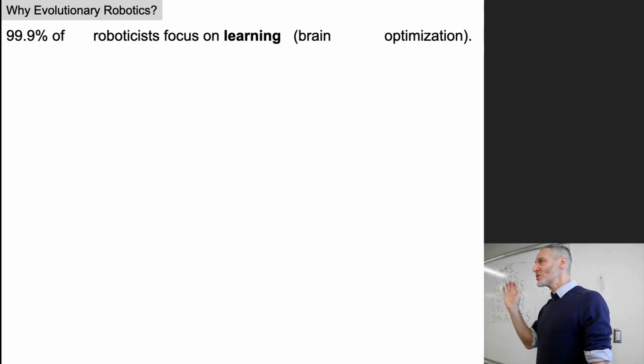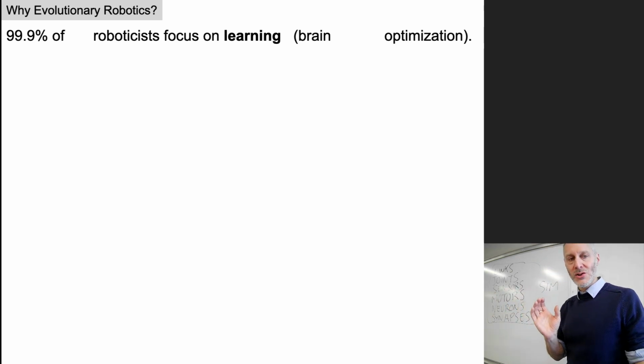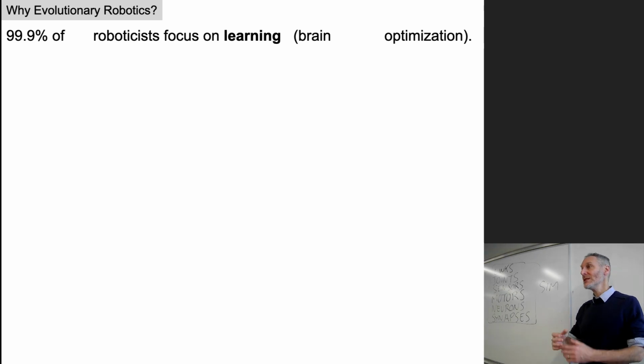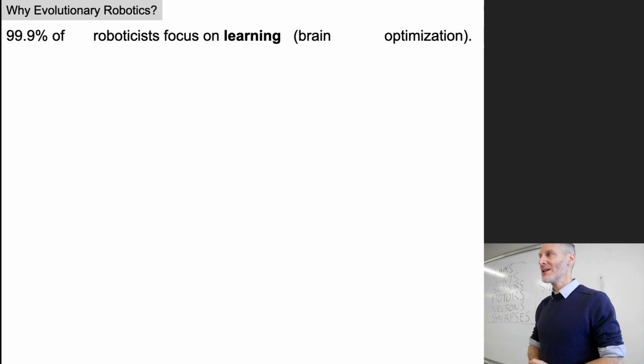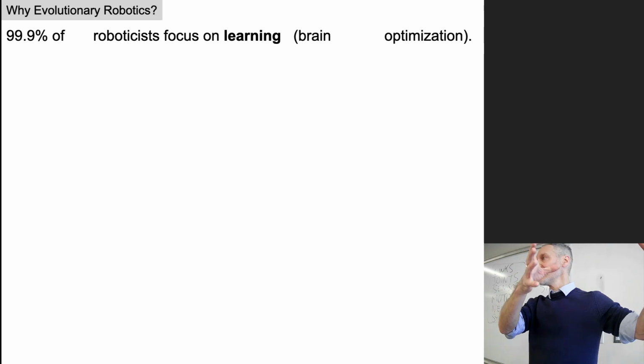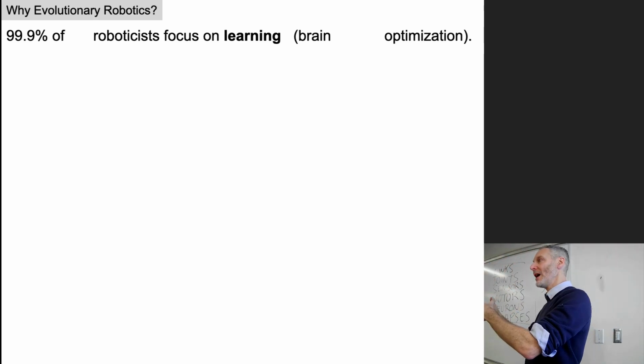Evolutionary robotics is a very small branch within the overall field of robotics. The prevailing approach focuses on learning. The deep learning revolution has convinced everyone, including roboticists, that that's the way to create autonomous and safe machines. So how do we take state-of-the-art machine learning and deep learning and port it into robotics?